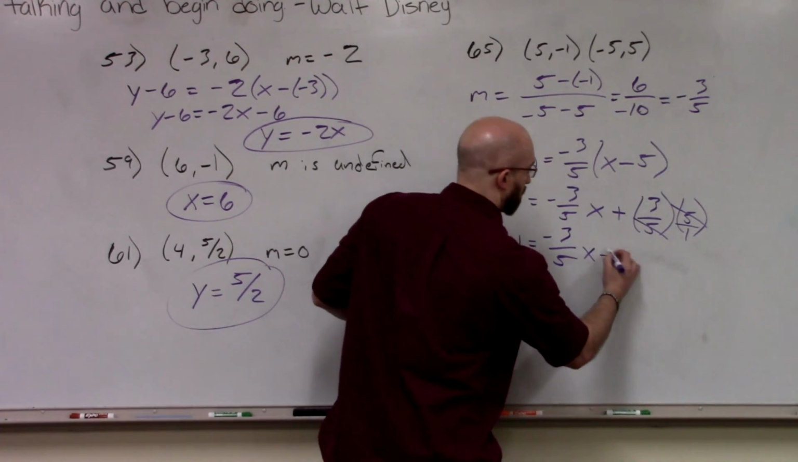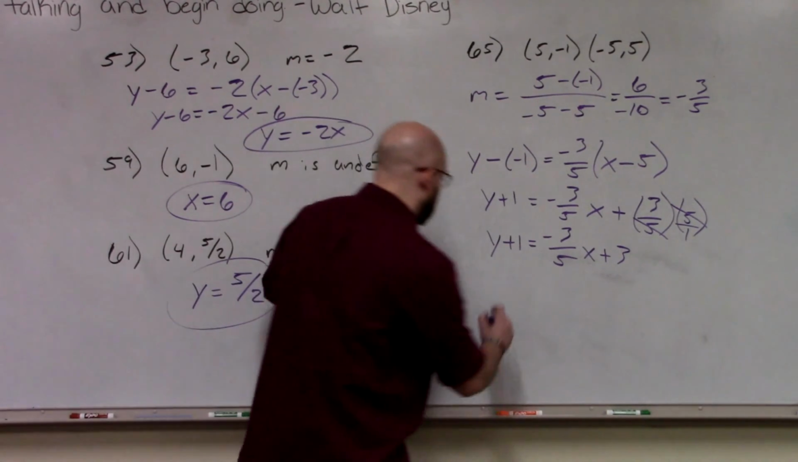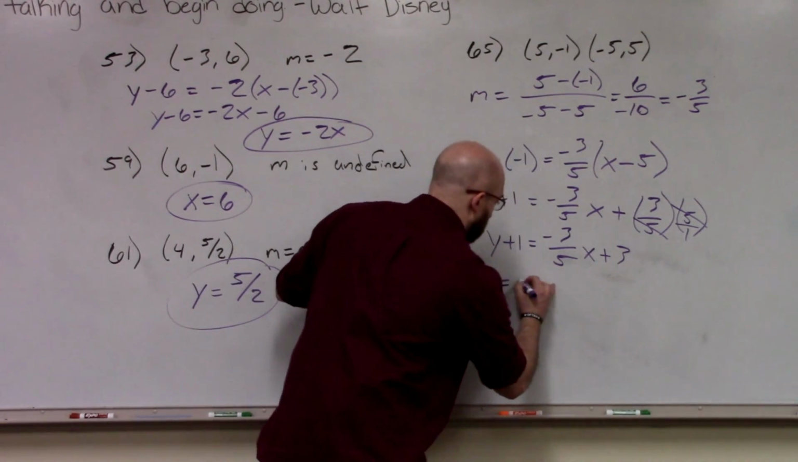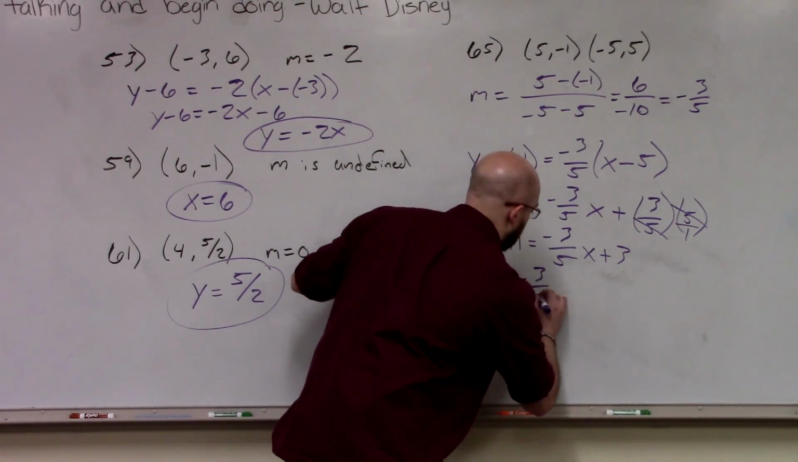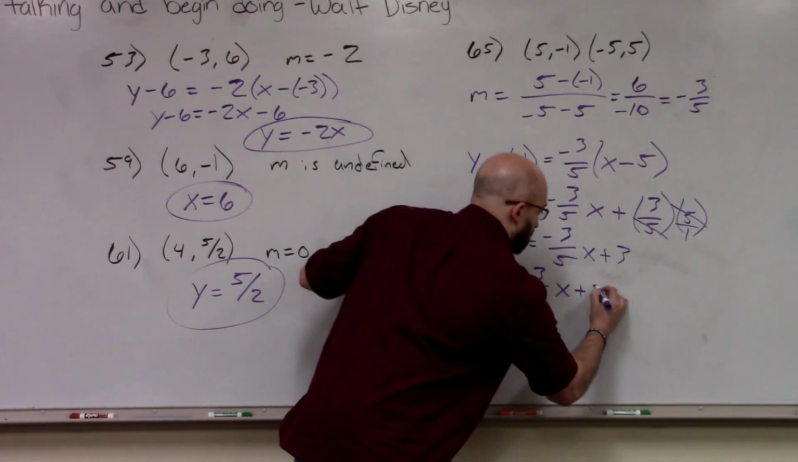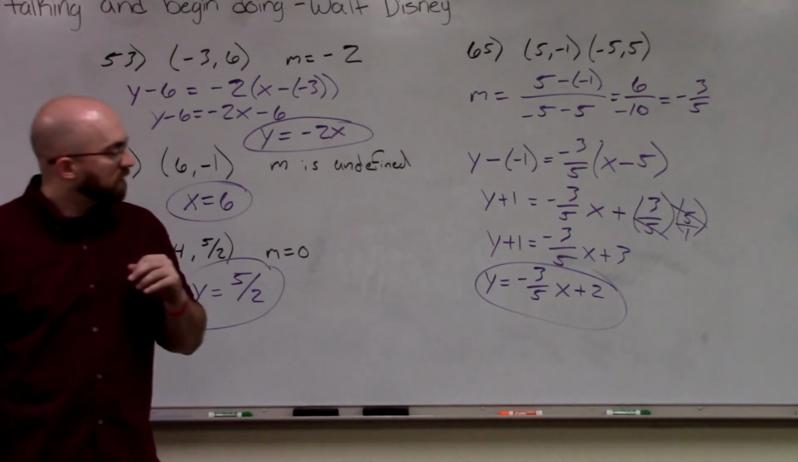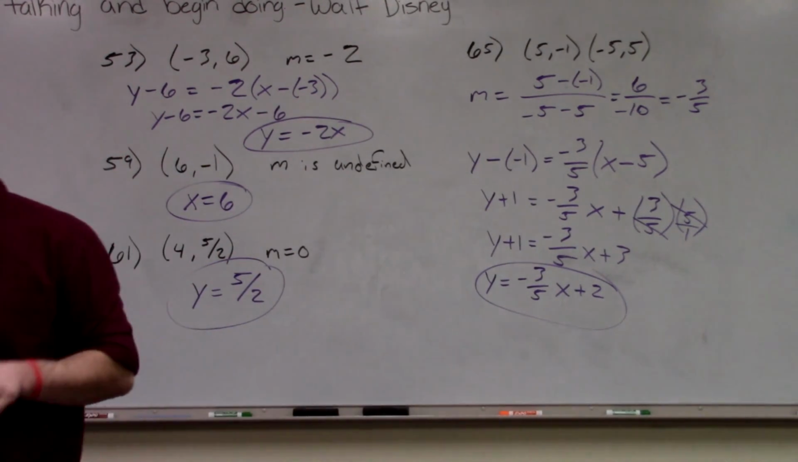x plus 3. Subtract the 1 over. So y equals negative 3/5 x plus 2. And there is your answer. Okay, so that's the point slope formula.